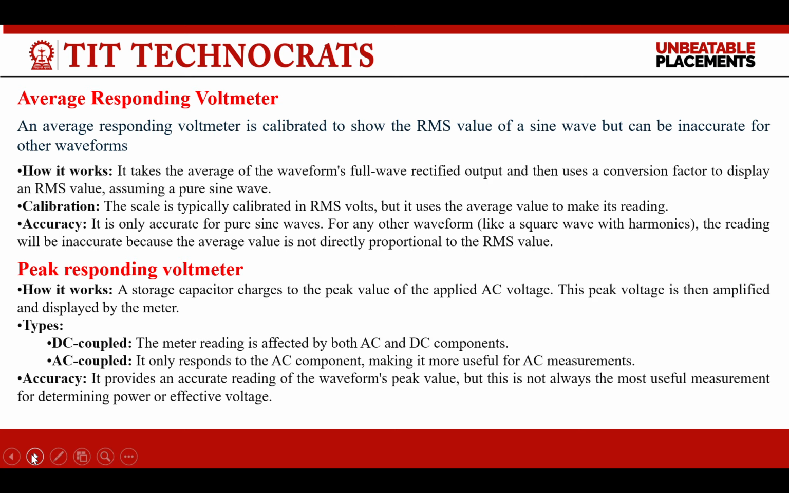Now the next one is the peak responding voltmeter. How does it work? A storage capacitor is charged to the peak value of the applied AC voltage. This peak voltage is then amplified and displayed by the meter. Its types are DC coupled and AC coupled. DC coupled means the meter reading is affected by both AC and DC components, and AC coupled is defined as one that only responds to the AC component, making it more useful for AC measurement.